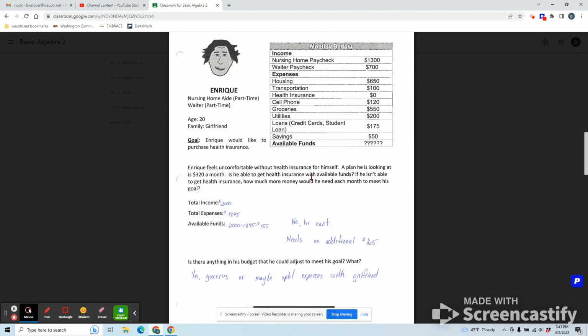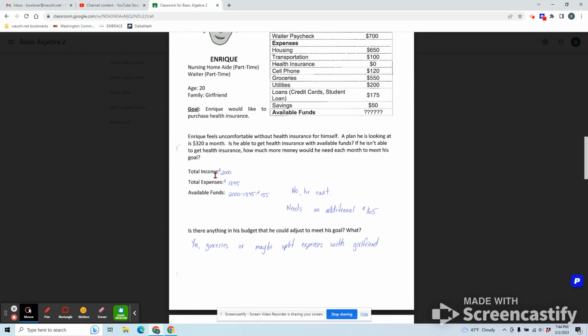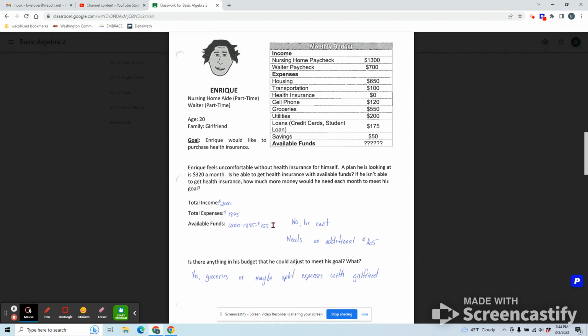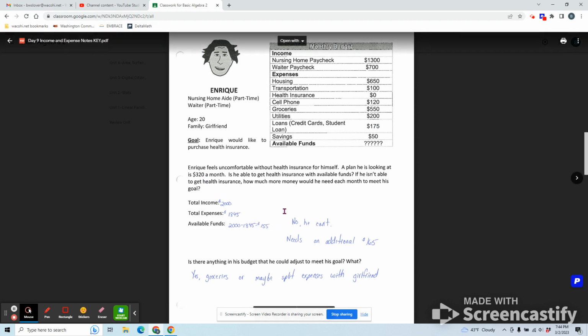Here's Enrique. He's a nursing home aide and a waiter. He's got a girlfriend. He wants insurance. Currently, he doesn't have insurance. So we figure out the total income, figure out his total expenses, add up everything here. He has $155 in available funds. He needs $320 a month for the insurance. So he can't get the insurance.